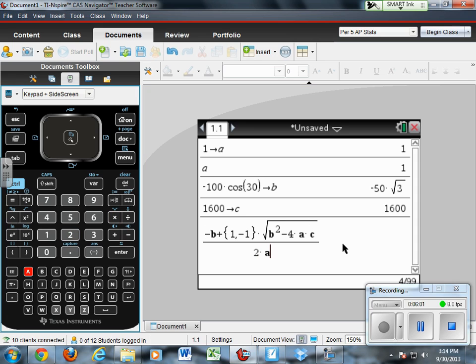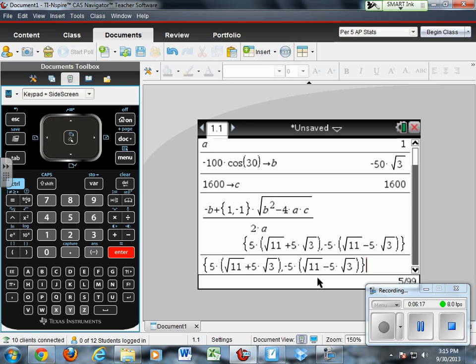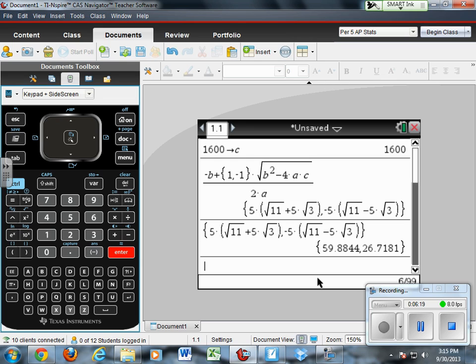But now, because of the curly bracket, it's going to do negative b plus 1 times all of that, and then negative b plus negative 1 times all of that. So that's my plus and minus. Push enter, and I get 2 answers. Oh, those aren't terribly helpful. I think I'm going to put those into control enter. Okay, so those are my 2 answers. 59.88 and 26.71. Interesting.